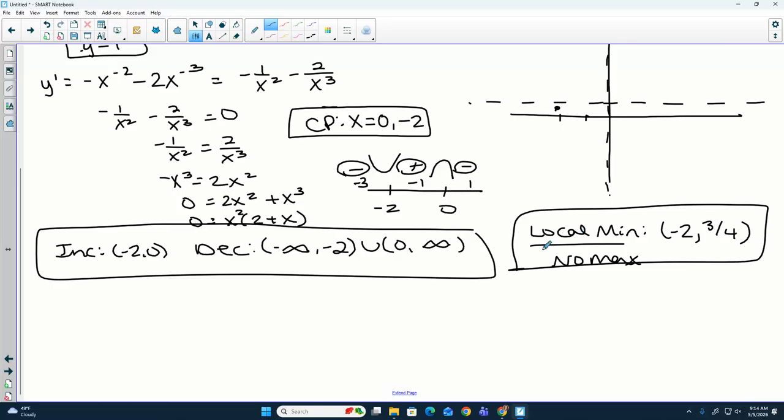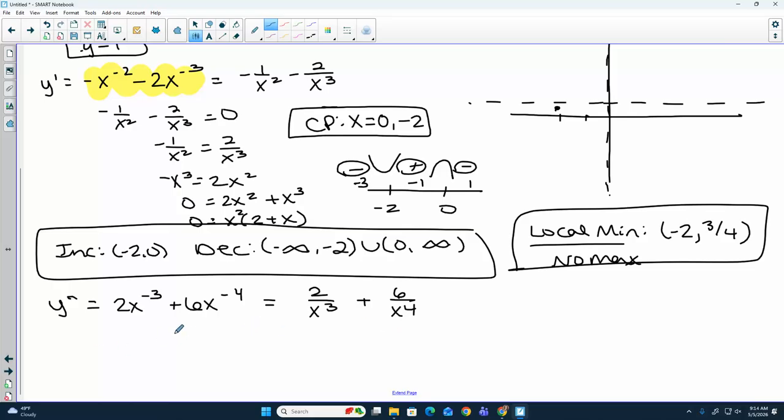All right, then it asks for inflection points and concavity, so we need our second derivative. So go back to your first derivative. If we do the derivative of that, we get 2x to the negative 3 plus 6x to the negative 4. And 2 over x cubed plus 6 over x to the 4th. You guys with me? Are you making any corrections as you need to?